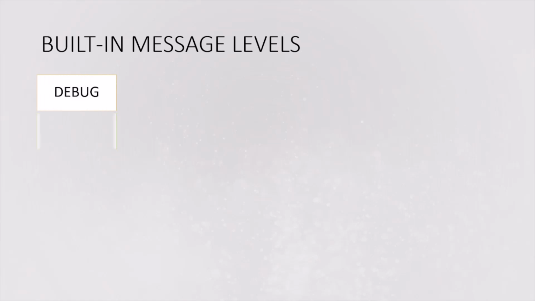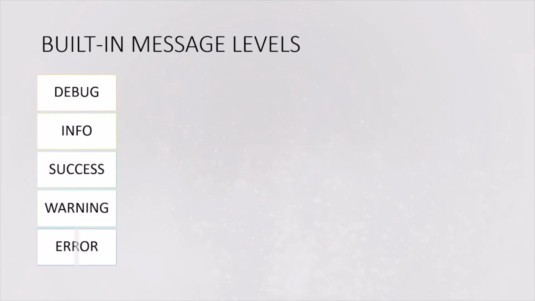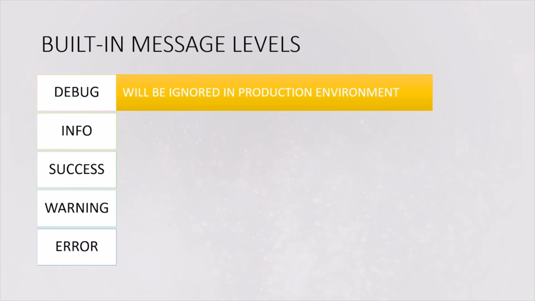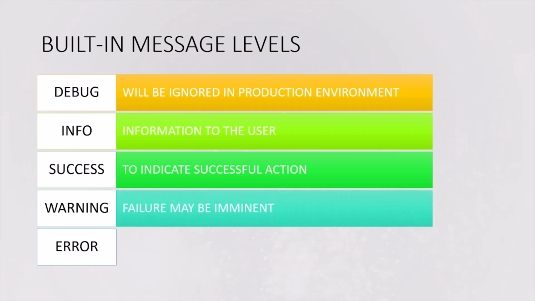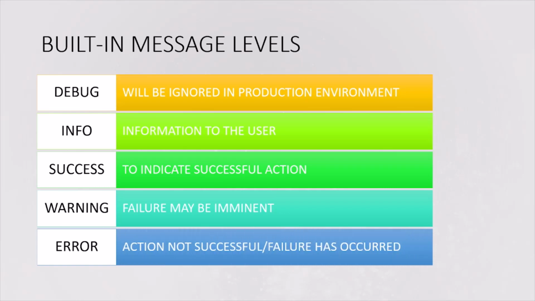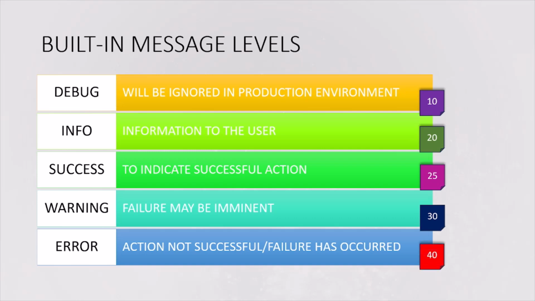Now, Django has some built-in message levels that we can use, so let's take a look at those. We've got debug, info, success, warning, error. Debug is more to do with the development environment, and these messages will be ignored or removed in the production environment. Info, and this is what we are going to use to send information to the user. Success, to indicate that an action has been successful. Warning, to indicate that although a failure has not yet occurred, it may be about to happen. And error, to indicate that a failure has occurred. Now all these are integers, and so we've got 10 assigned to debug, 20 assigned to info, success has got 25 assigned, warning 30, and error 40.